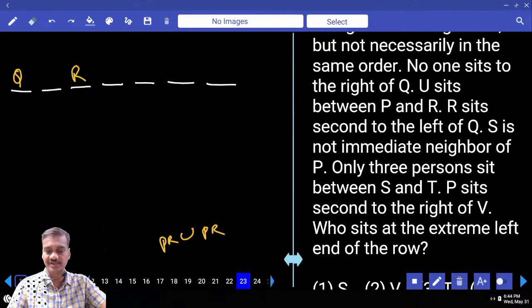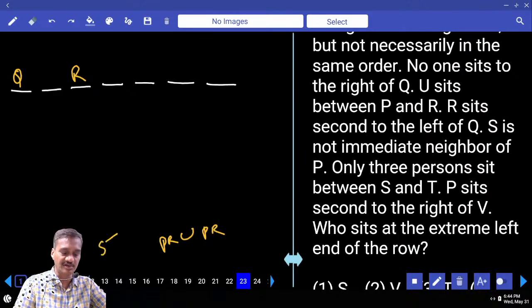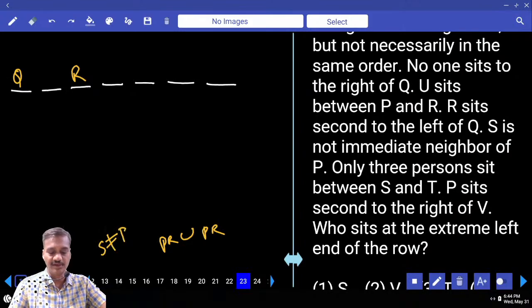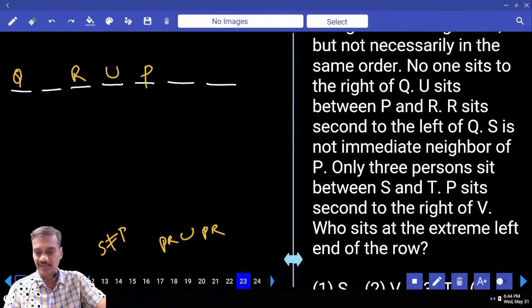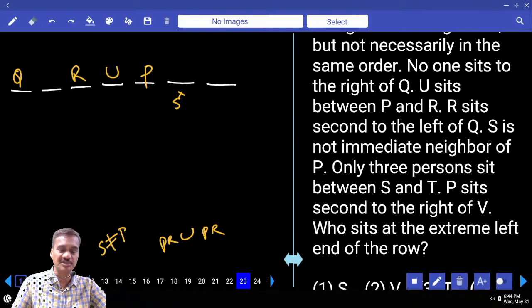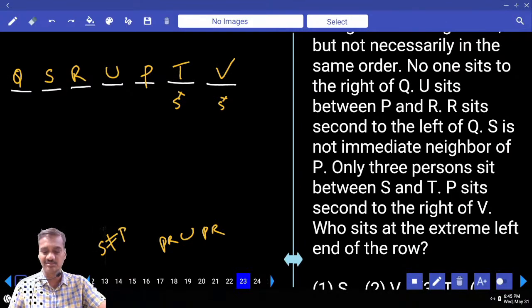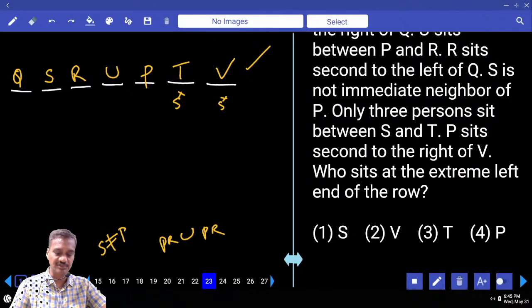And S is not an immediate neighbor of P. S and P are not adjacent to each other. As U is in between P and R, U is here, P is here. Then S is not an immediate neighbor of P, so S cannot be at this place. And there are 3 persons between S and T, so S cannot be here as well. S is here, and with 3 persons between, T is here, V is here. Then who sits at the extreme left hand of the row? That is V. Choice 2, question number 23.